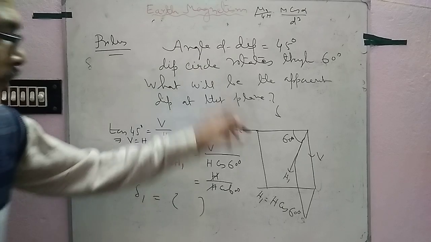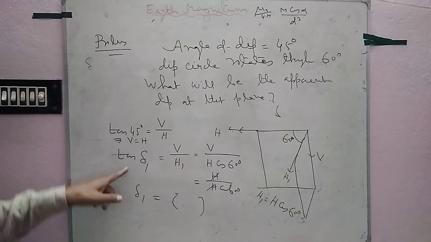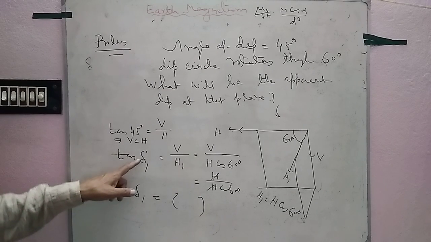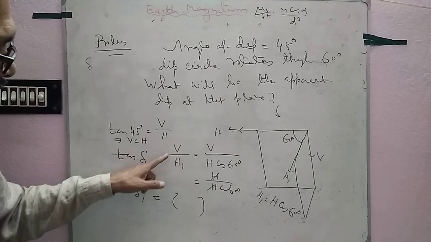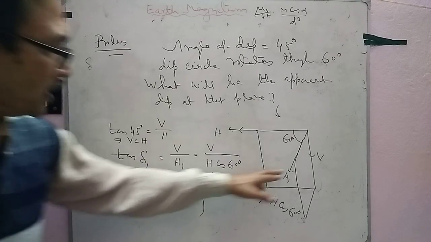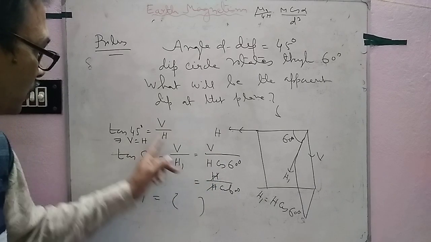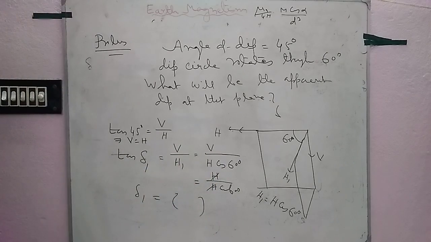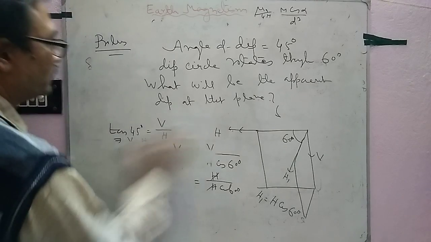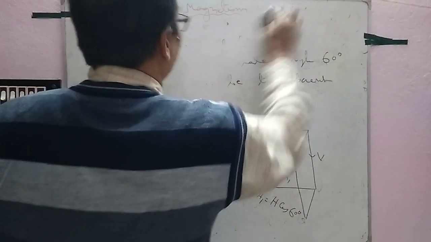Follow. Dip circle rotates through 60 degree. So in the apparent angle of dip sigma 1, tan sigma 1 equal to V by H1, vertical component same in both the plane. So V by H1 equal to H cos 60 degree. This is H cos 60 degree. Putting the value from this relation V equal to H, we get the value of apparent dip angle. Different type of problem today I already discussed.